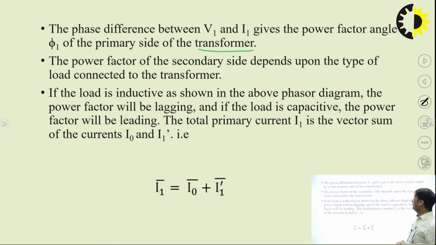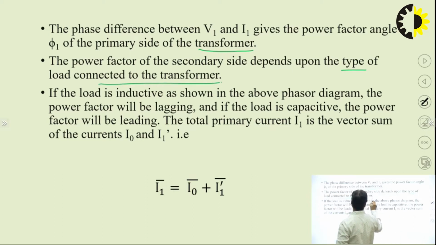The power factor of the secondary side depends upon the type of load connected to the transformer, whether the load is resistive, inductive, or maybe capacitive. Depending upon that, either the current will lead the voltage or the current will lag the voltage. If the load is inductive, as shown in the above phasor diagram, the power factor will be lagging. If it is capacitive, the power factor will be leading.